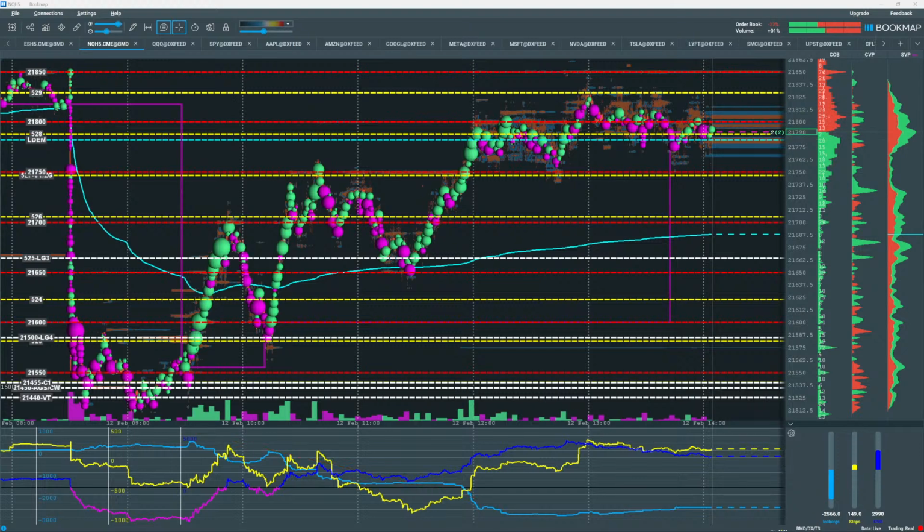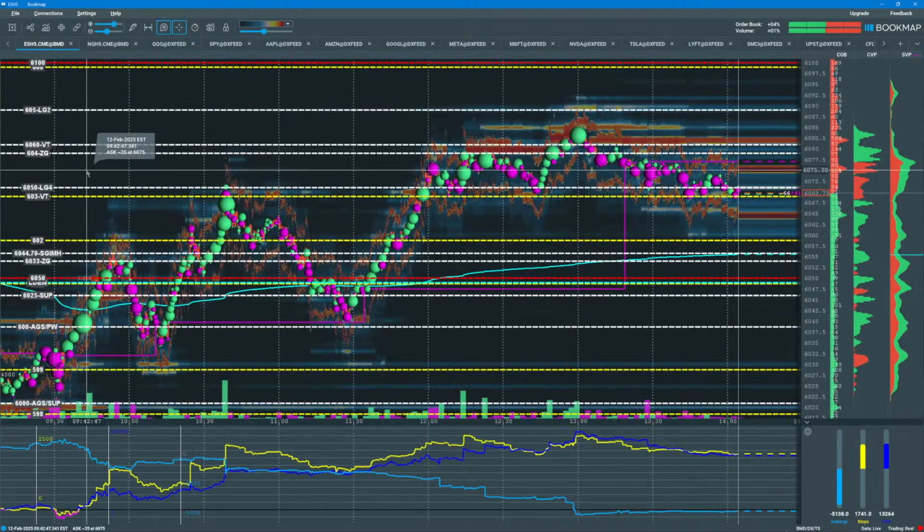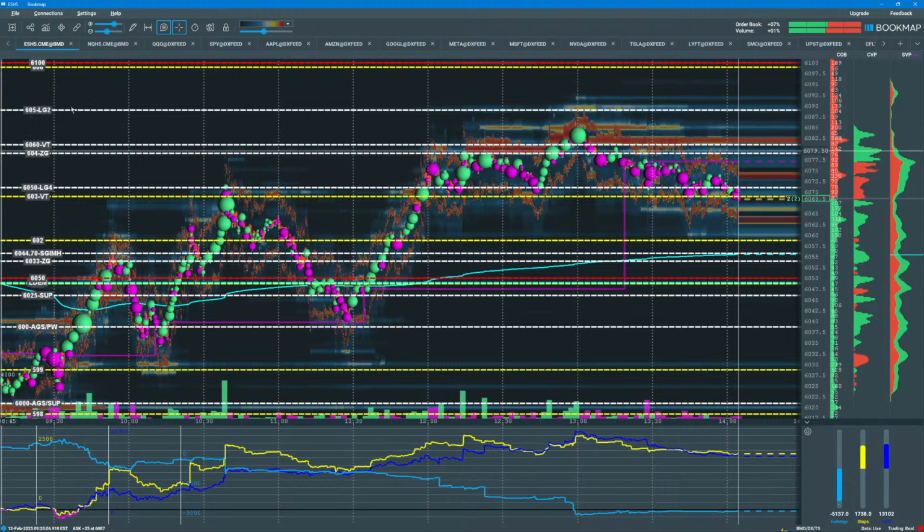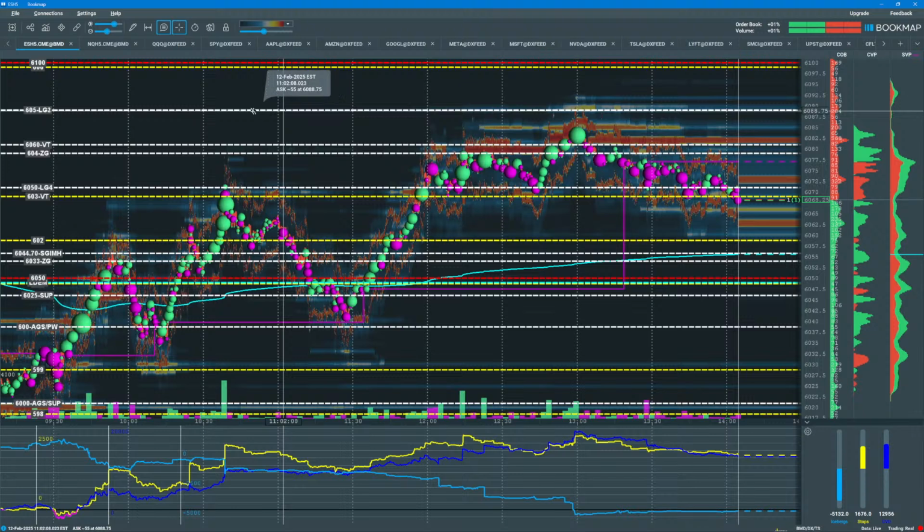Let's just check icebergs on S&P 500. Same thing. Large traders selling with iceberg orders. Selling strength and buying weakness. We'll get back to the S&P 500 in just a few minutes. All right, let's take a look at some stocks.